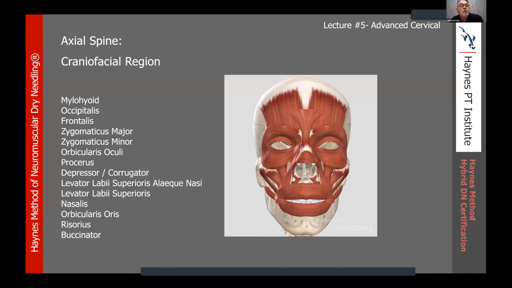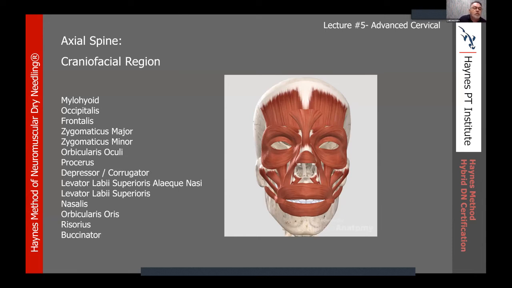Okay, now let's move on to the craniofacial region. I want to make sure we have plenty of time for the others, and we have a lot of muscles in the craniofacial region. I will probably try to speed this up a little bit. All of these muscle needling videos will be on the student portal.